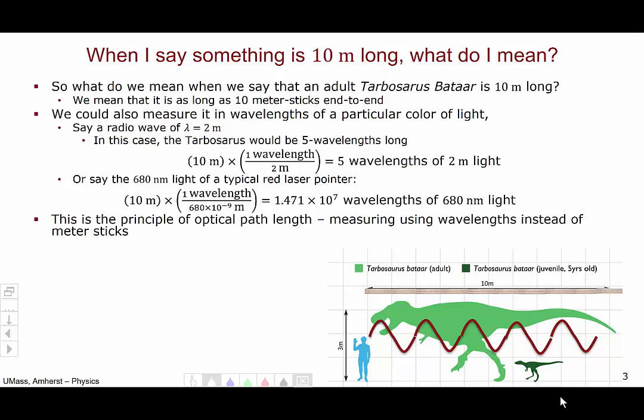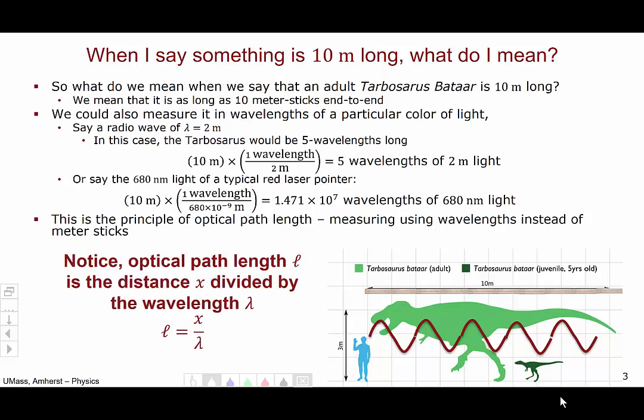This is the fundamental principle of optical path length. You're measuring distances using wavelengths of light instead of meter sticks. Notice the formula for optical path length, for which I will use this scripty L, is the distance traveled, x, divided by the wavelength.